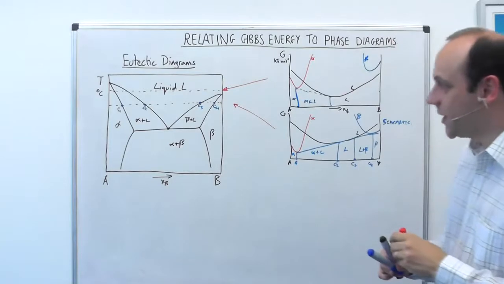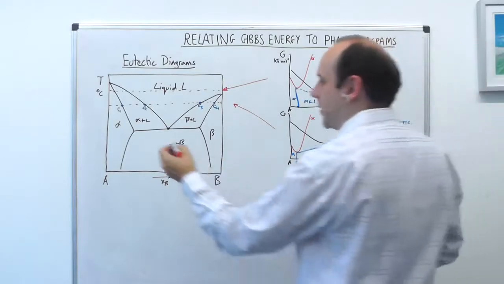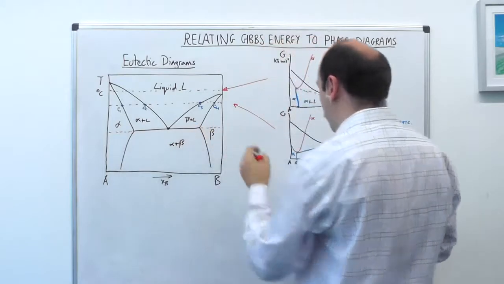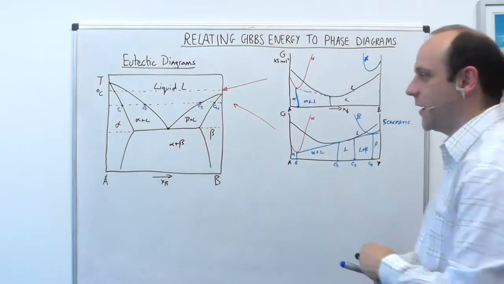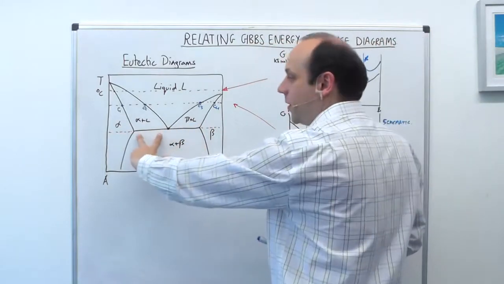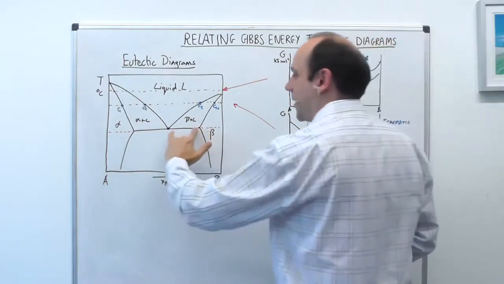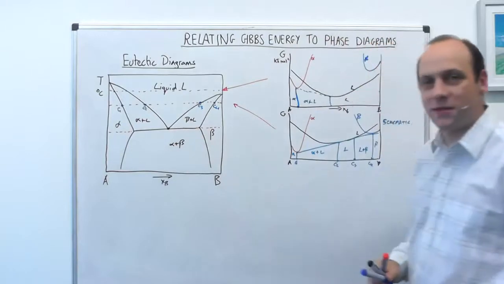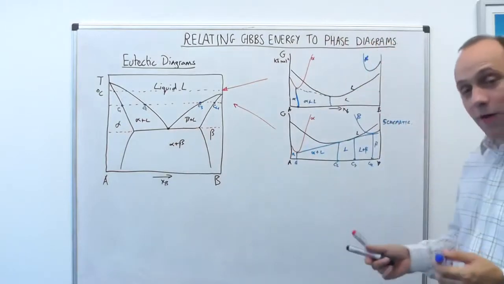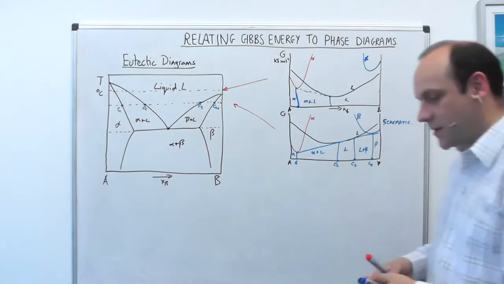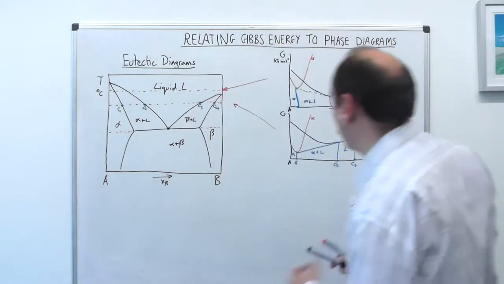Now there's another temperature here that's quite interesting. There's this one at the eutectic point. So what's going on there? Well, there we've got a common tangent in this part of the curve between the alpha and the liquid. And we've also got at that same point a common tangent between the liquid and the beta. And what that means is that all three will lie on the same common tangent. So let's sketch that out.